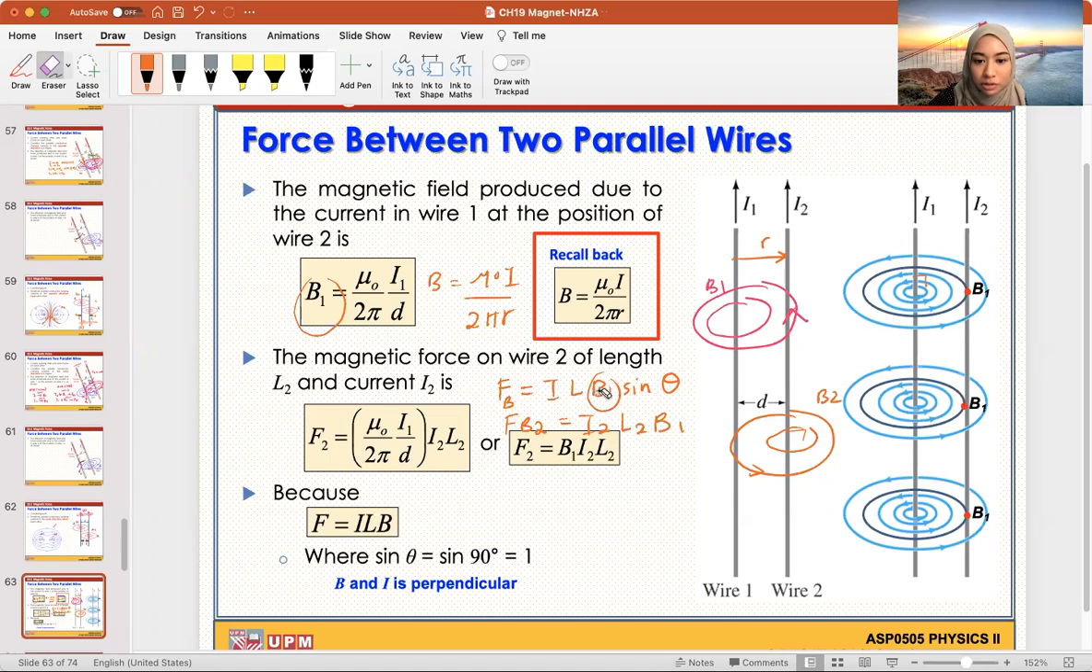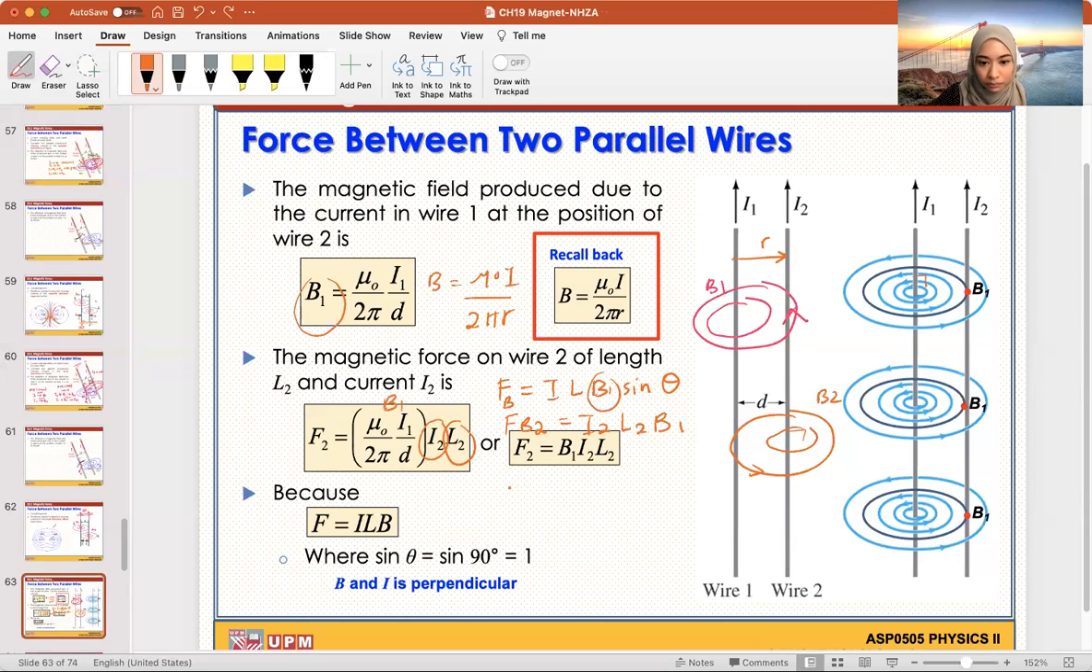Okay, so what I'm trying to say here is that the force on conductor number 2 is dependent on B1. We know this already. But your I is from conductor number 2. Your length is conductor number 2. Only the B is from 1. Okay, we talk about this.